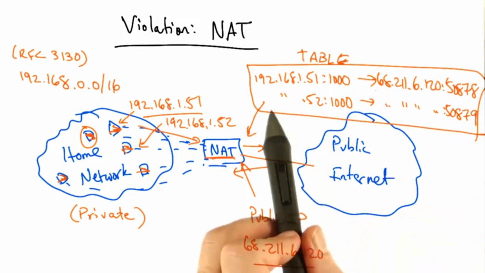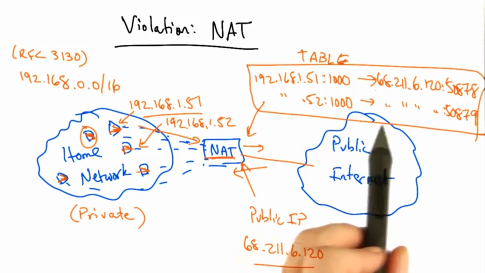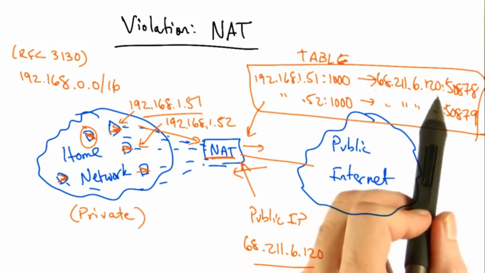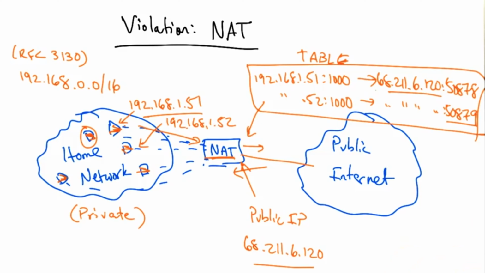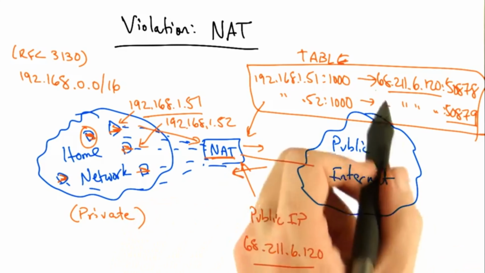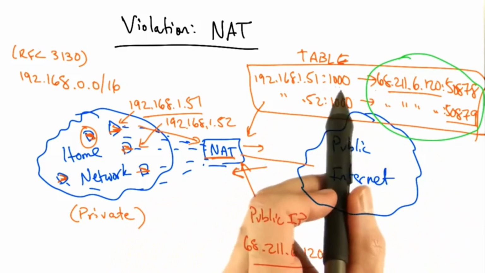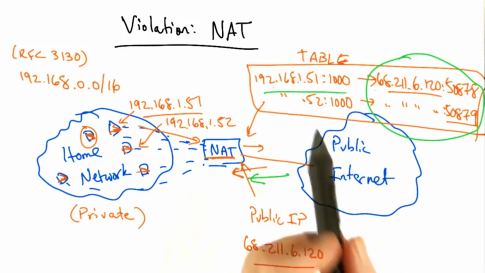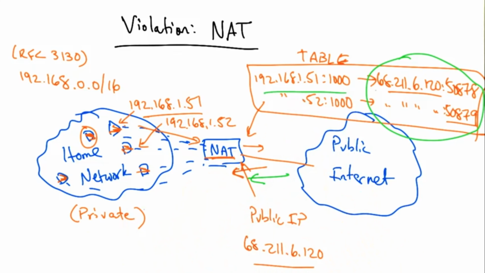Similarly, packets with a source IP address of 192.168.1.52 and source port of 1000 should be rewritten to the public IP address and a source port of 50879. Then when traffic returns to the NAT to one of these addresses, the NAT knows that it needs to rewrite the destination address on the return traffic to the appropriate destination IP address and port that's in the private network.